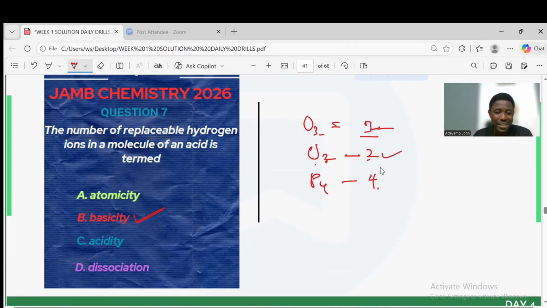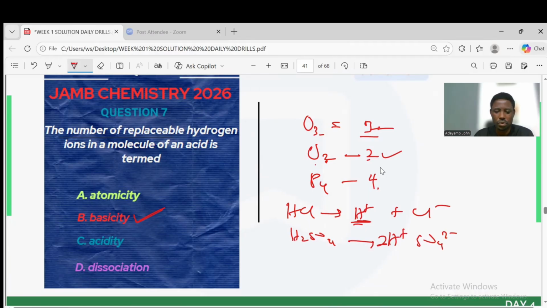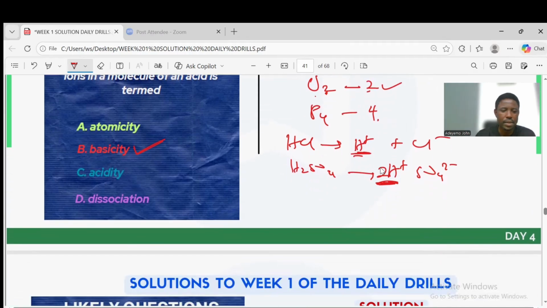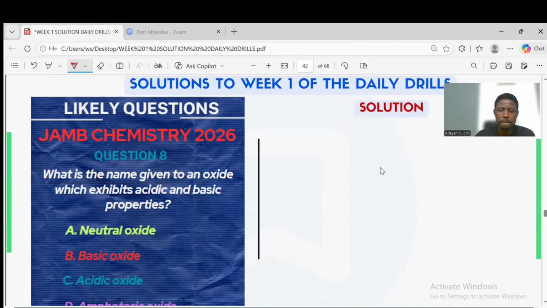But for the number of replaceable hydrogen ions, HCl, when you dissociate it, only one hydrogen ion is there. So that is basicity. It's 1. If you have H2SO4, for that formula to form, you have SO4 2 minus and then 2 H plus. So that is it. That's basicity.